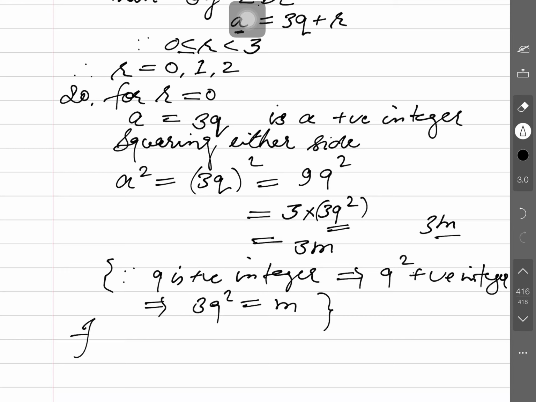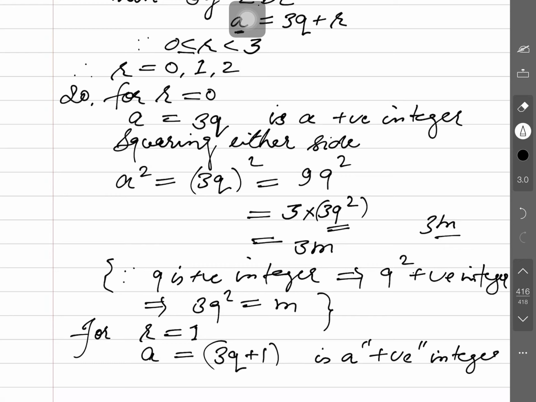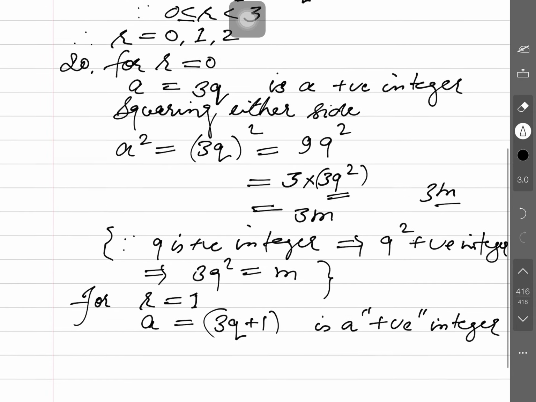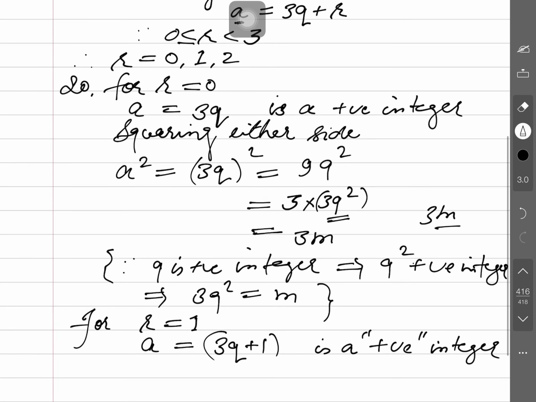Similarly, again we will write here for r is equal to 1. So a is equal to, what is a equal to? 3q plus 1, a positive integer. Okay, right now wait a minute here. This further can also be done here. Please observe the solution, all that I will explain here. Please see the solution one by one and read the solution please.